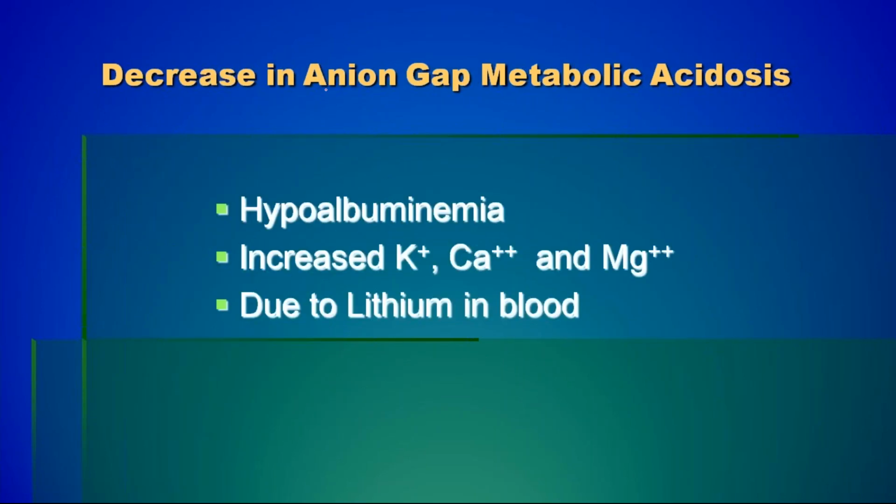There are very few such conditions. Actually, this is a quiz question many times in quizzes. Usually we think of anion gap or no anion gap metabolic acidosis. There are conditions with decreased anion gap: hypoalbuminemia, increase in potassium or calcium or magnesium in the body, or lithium toxicity. Usually we keep these for the quiz. Here, the anion gap is decreased, which is very unusual, very rare.